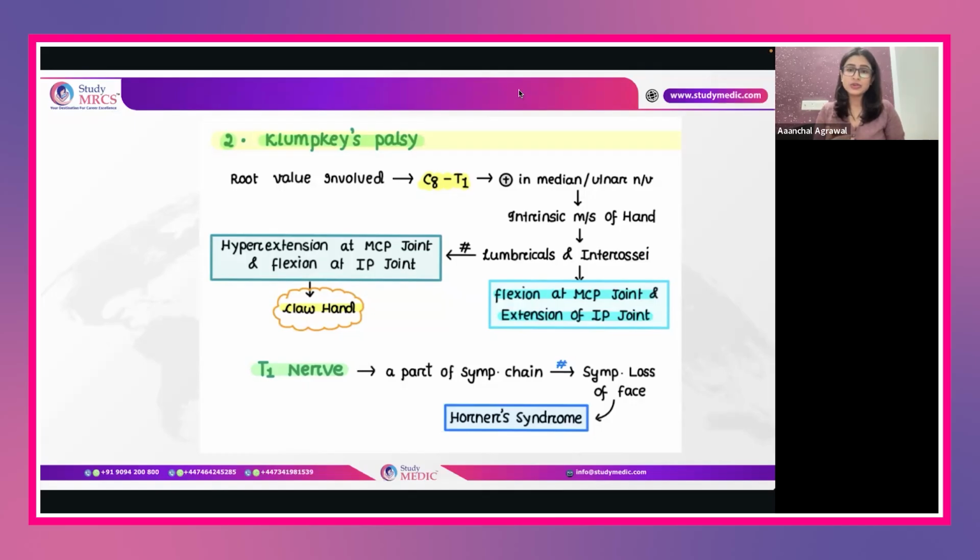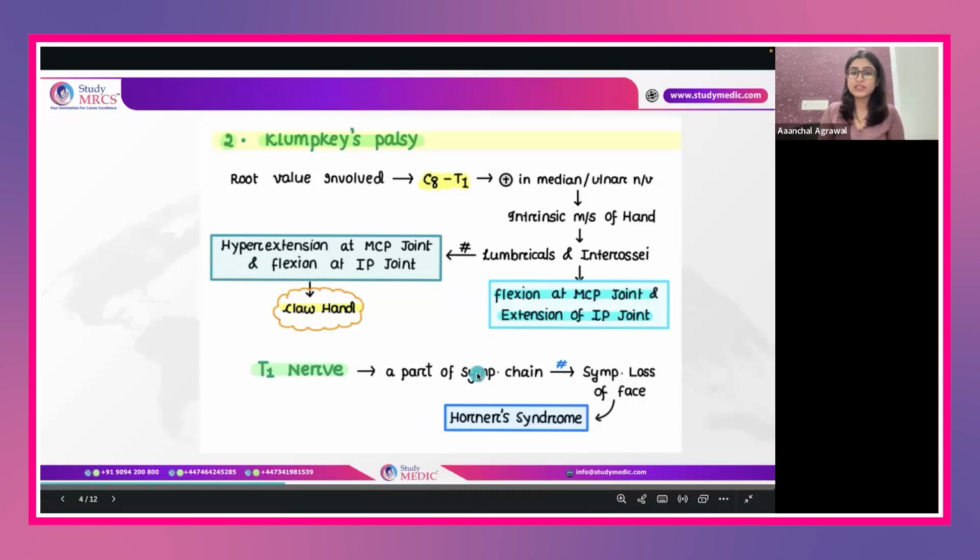The examiner might ask you, apart from these hand findings, what are the other findings? Apart from the upper limb, you can see them in Klumpke's paralysis. Here C8 and T1 are involved. T1 is also a part of the sympathetic supply to your face. So if T1 is lost, there will be a syndrome called Horner's syndrome.